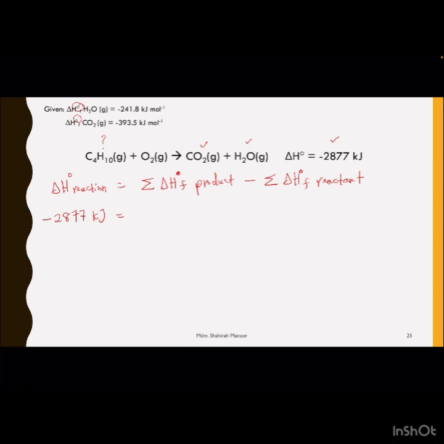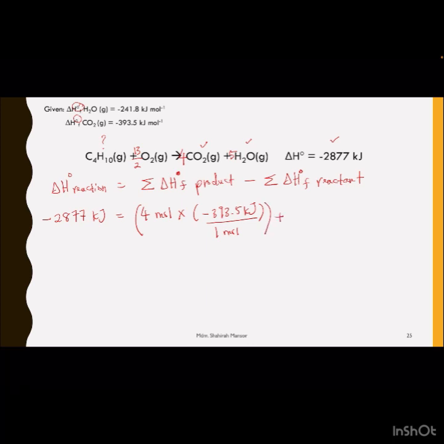And for the product, before you do this summation calculation, please make sure your equation is balanced. In order to balance this equation, we need to have 4 carbon dioxide and 5 water, and 13/2 oxygen. Let's insert the values. Carbon dioxide is negative 393.5 kilojoule per mole, meaning that divided by 1 mole.